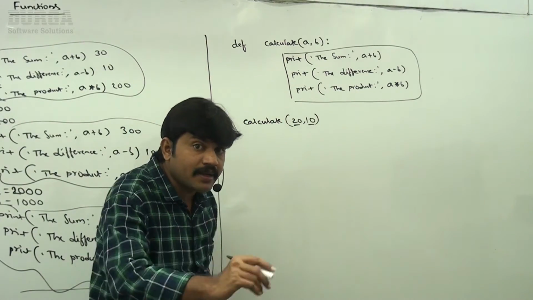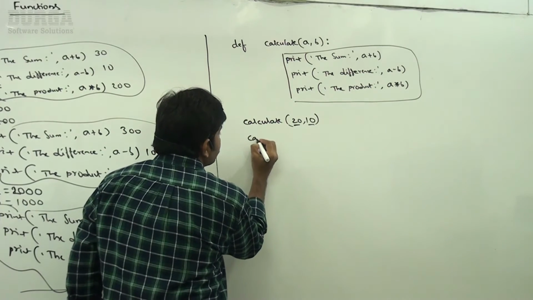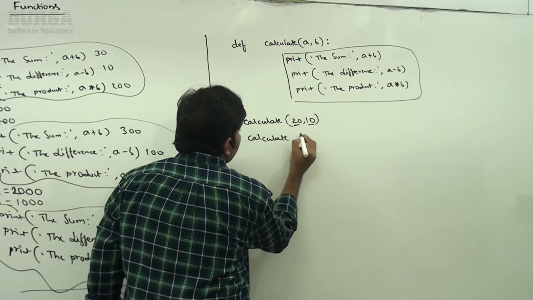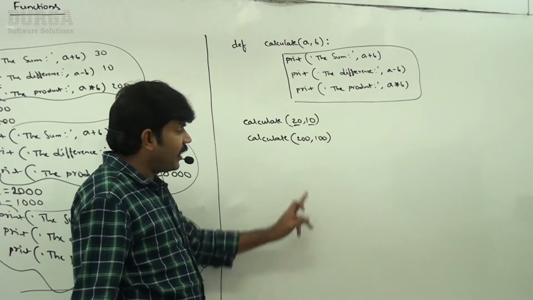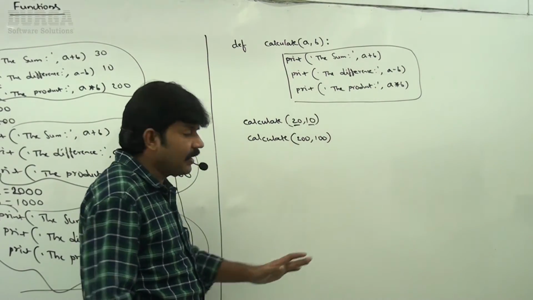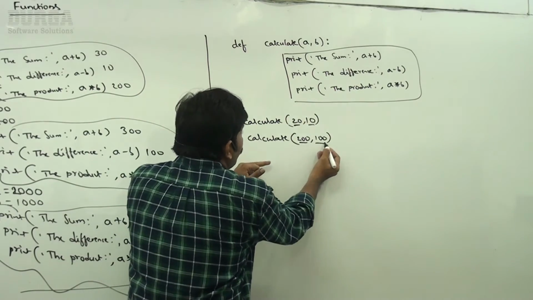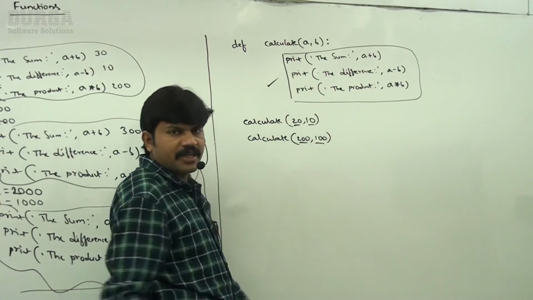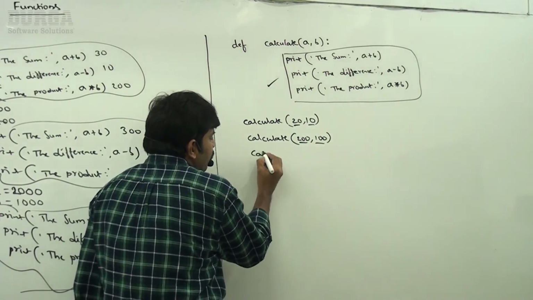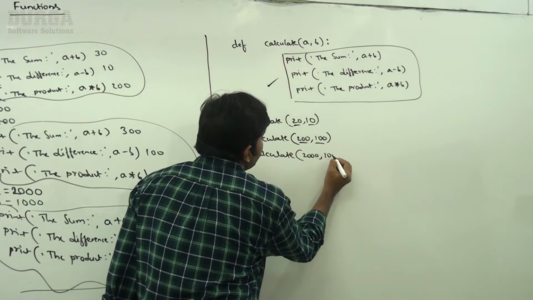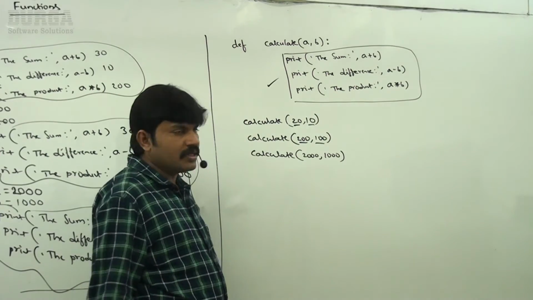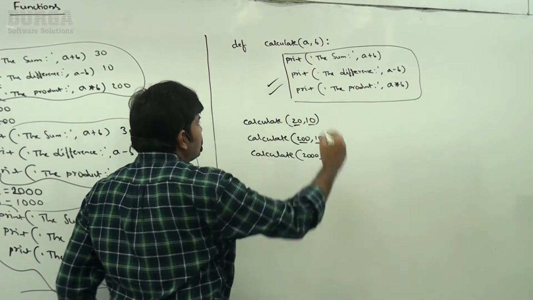Now for 200 and 100, I want to do it. So just again calculate of 200, 100. Are you getting it? Again calculate of 200, 100. Now again with 200, 100 this code will be executed, right? Sir, my requirement is again I want it for 2000, 1000. Again this code will be executed.